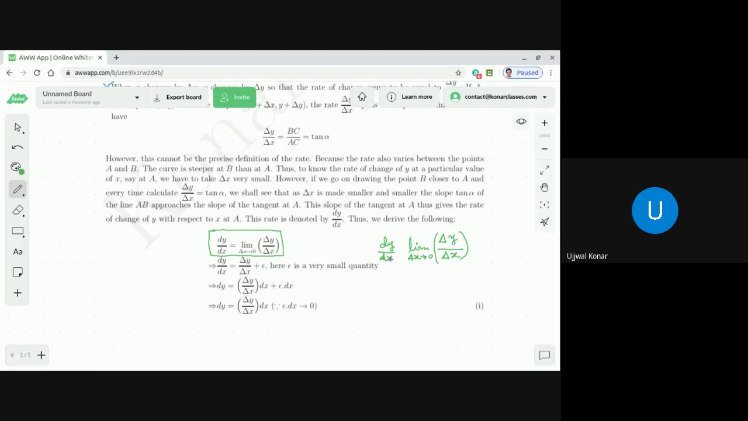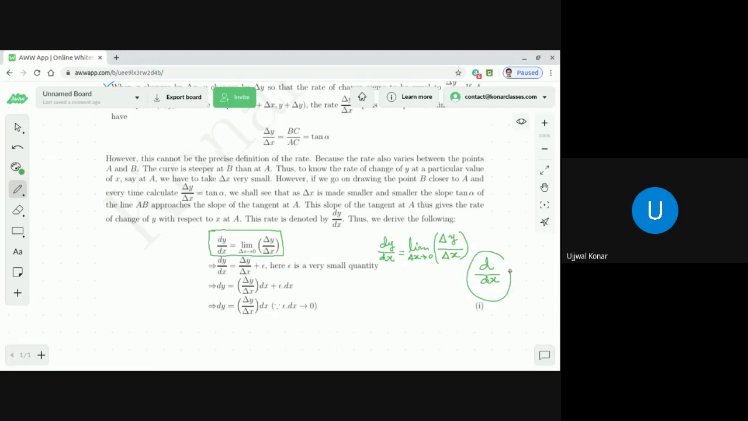Remember, I am not saying dy by dx. Never say dy by dx. It is dy dx. Why? It is a new operator. We'll see later, it is a differential operator. So this is known as d dx. This is nothing but an operator.